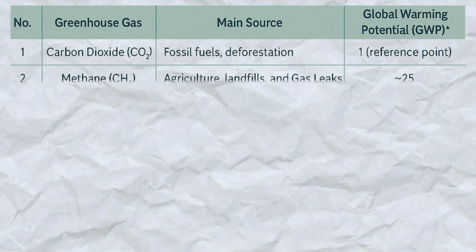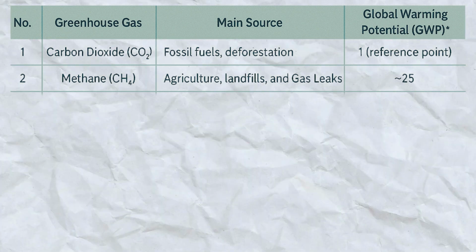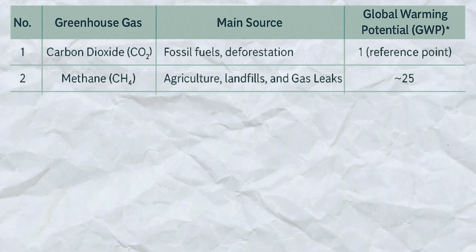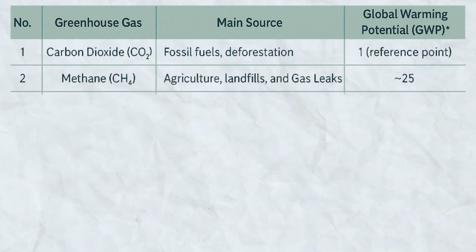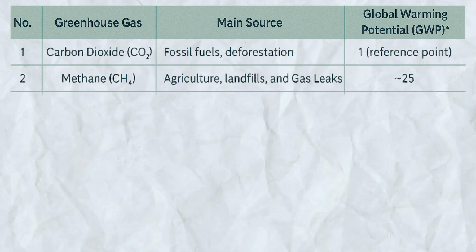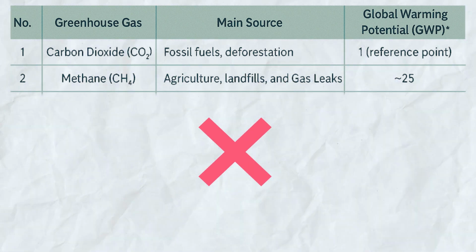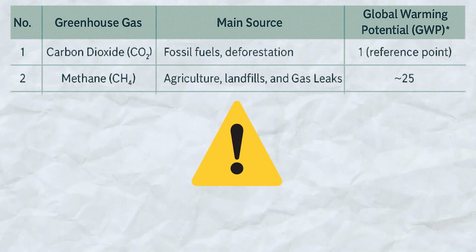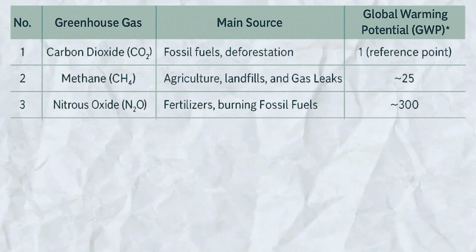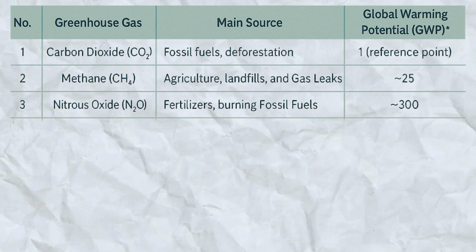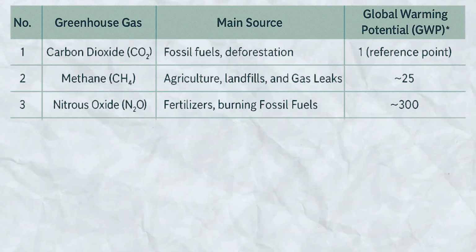Now the second gas we talk about is CH4, that is methane. Methane is coming because of agriculture, landfills and gas leakage. In comparison to 1 unit which is considered for CO2, when we consider CH4 or methane, it is 25. So it means it is 25 times more stopping the heat and not allowing it to go up. That shows how dangerous CH4 is. The third one is nitrous oxide, N2O. It is happening because of fertilizers, burning fossil fuel, and the contribution is 300. So it means 300 times it is stopping the hot air from going up.